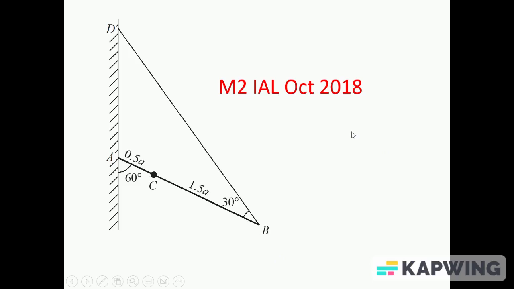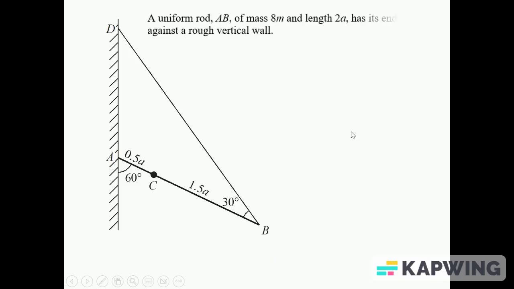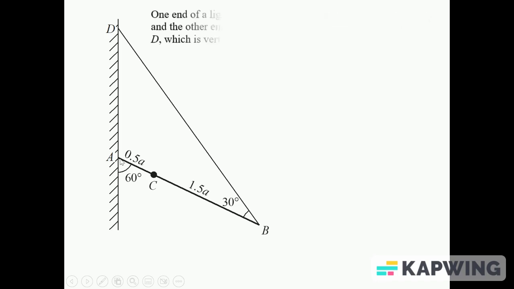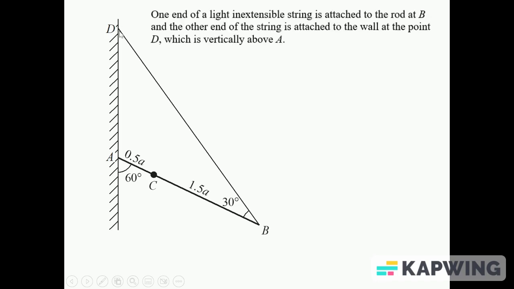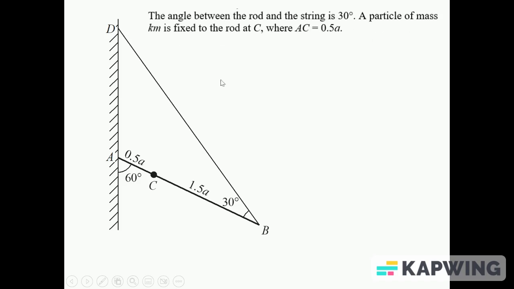Right, we've got the M2 International Paper, October 2018, moments question. We've got a rod AB of mass 8m, length 2a, end A resting against a rough vertical wall, just here. One end of a light inextensible string is attached to point B. The other end is attached to the wall at D, which is vertically above A. The angle between the rod and the string is 30 degrees.